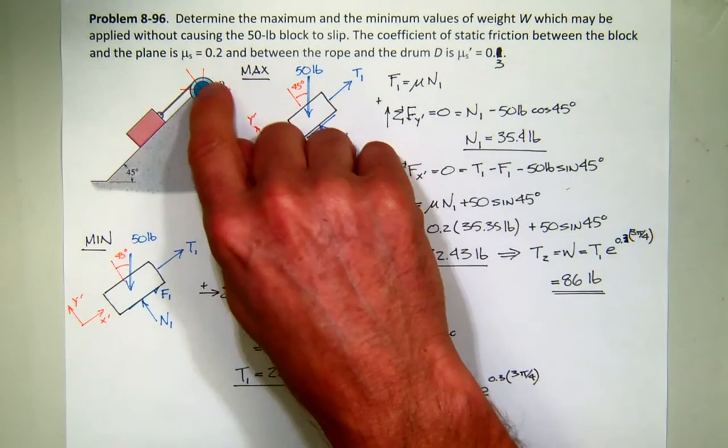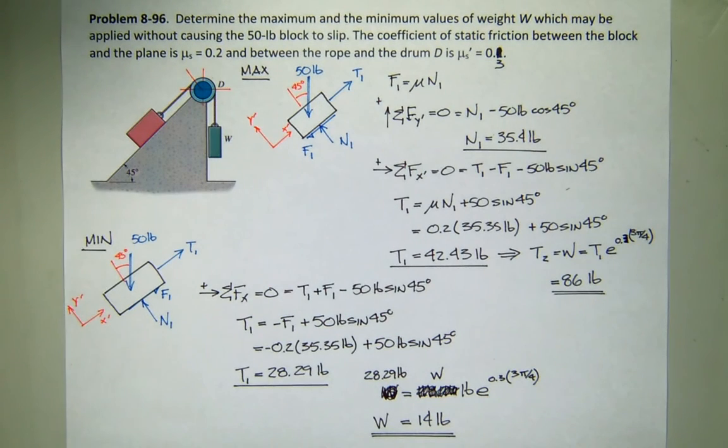0.3 is a pretty good coefficient of friction for, I guess, what looks like a rope over a drum. Any questions about that one?